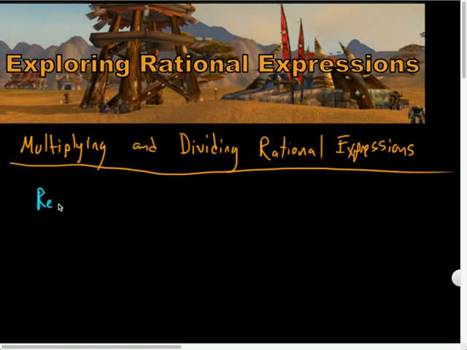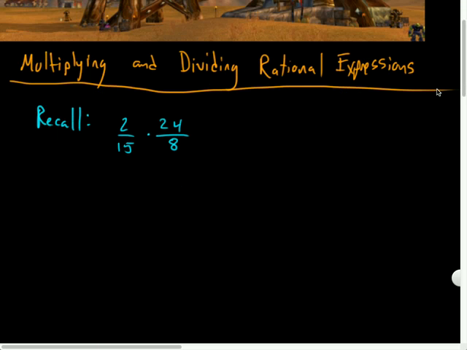So in order to do that, I want us to start with a recall, a flashback here. How do I multiply fractions to begin with? So let's talk about how you could multiply. Let's say I had 2/15 multiplied by, I don't know, 24/8, that'll do. Okay.